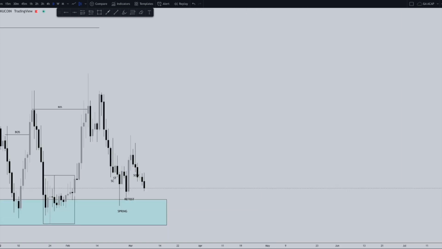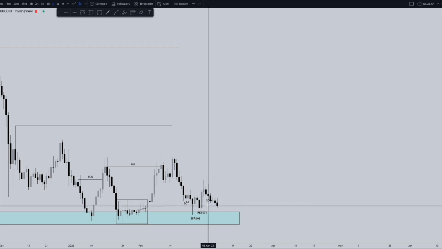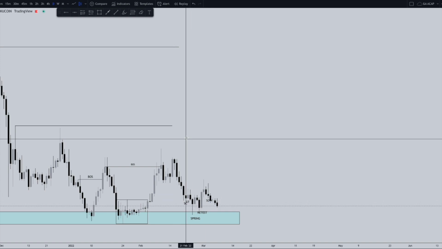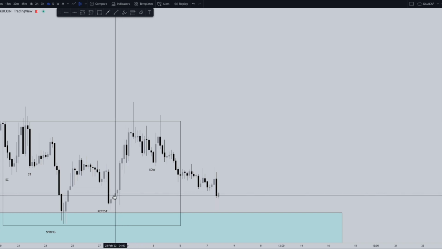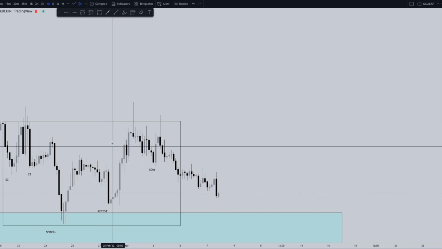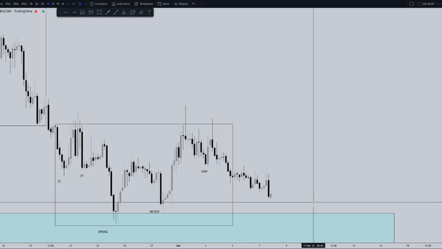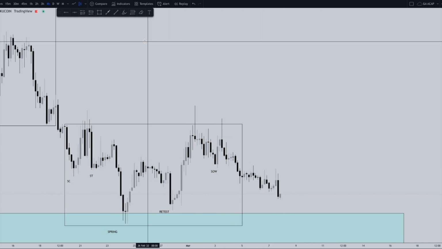In my opinion, I feel like we should have a reaction from this demand zone. We are in a very strong demand zone, let's be real. This is a strong demand zone, as it did cause a break of structure on previous time frames. And we're going to have to wait and see how the overall market is.